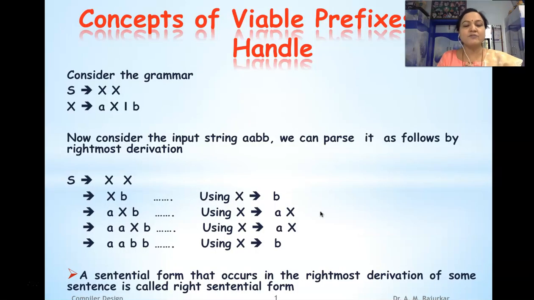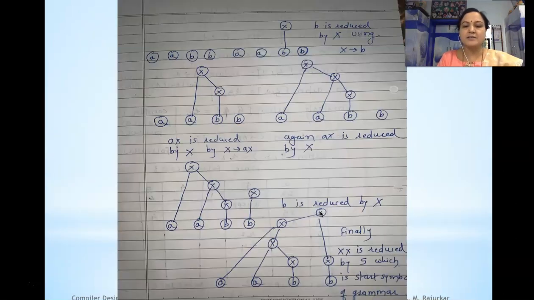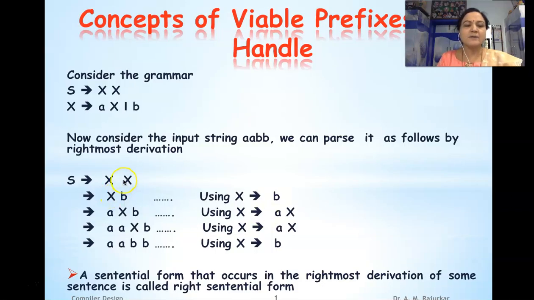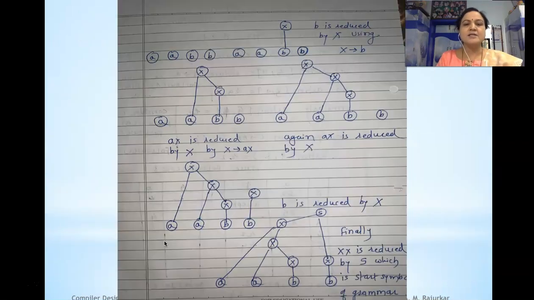Now what do you observe from this? We can observe that bottom-up parsing is exactly the reverse of the rightmost derivation, because we had started with S tends to XX and we reached AABB successfully in rightmost derivation. The same we can achieve in reverse order. We start with AABB as a leaf of the bottom-up tree, and step by step we go on reducing and reach the start symbol of the grammar.